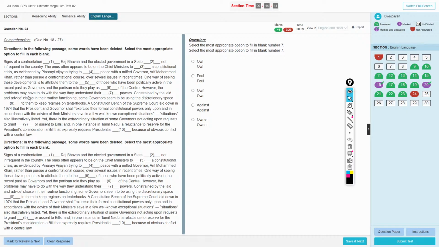However, the problem may have to do with the way they understand their own power, constrained by the aid and advice clause in routine functioning. Some governors seem to be using the discretionary space available to them to keep regimes on tenterhooks.